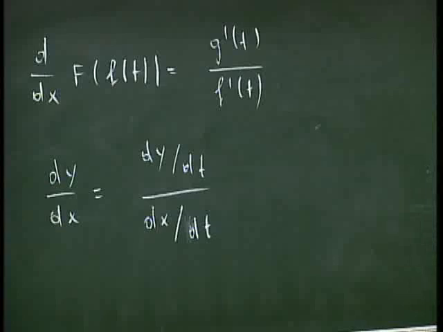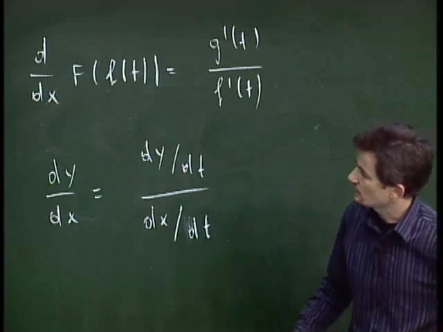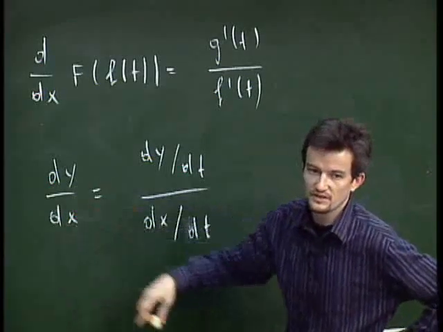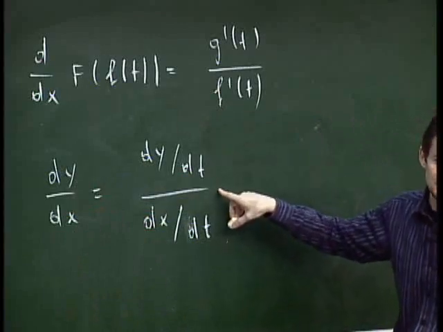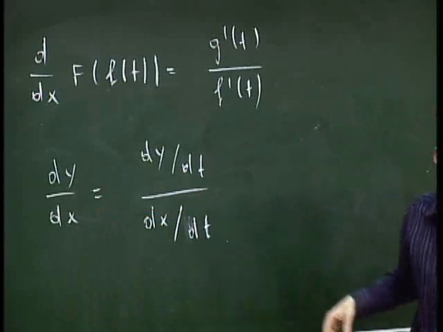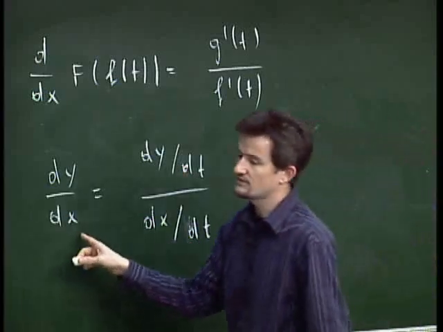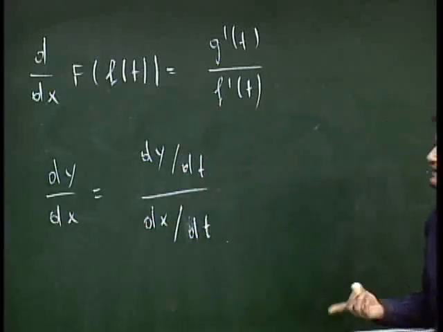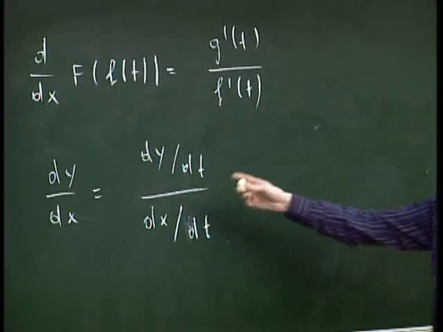So if you rewrite everything in Leibniz notation, you will immediately accept this, because it looks like a fraction. You multiply numerator and denominator by 1 over dt, and you get this one, which is just a rule to memorize it. In this sense, the Leibniz symbol behaves, again, like a fraction, as we have seen already several times. But this is just a way to memorize it.